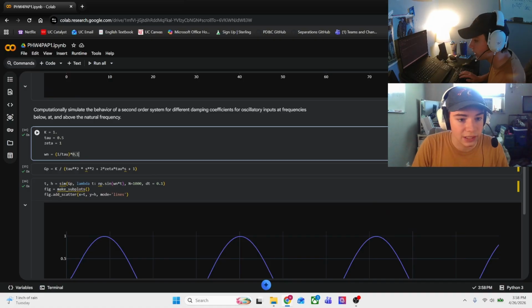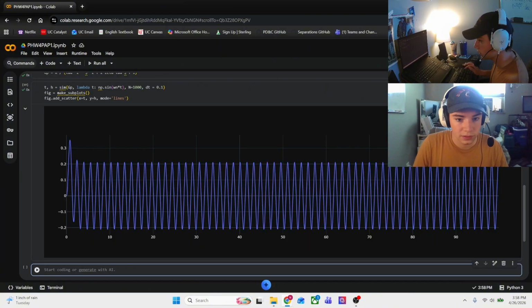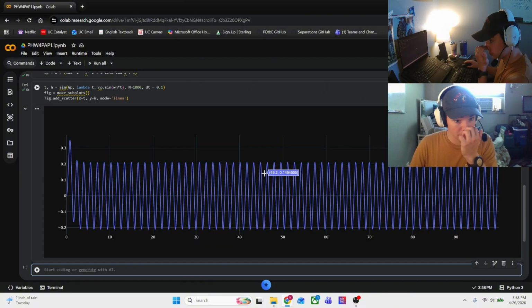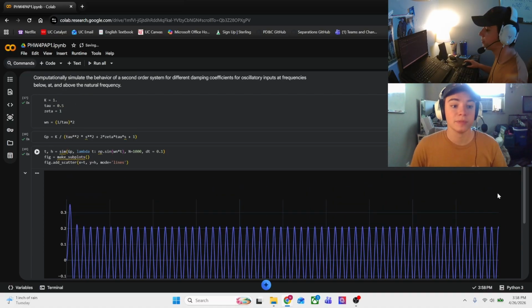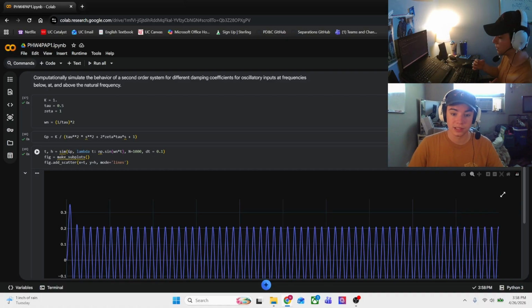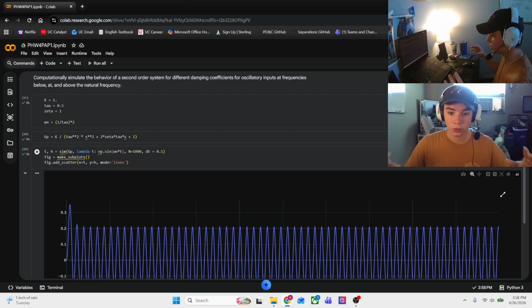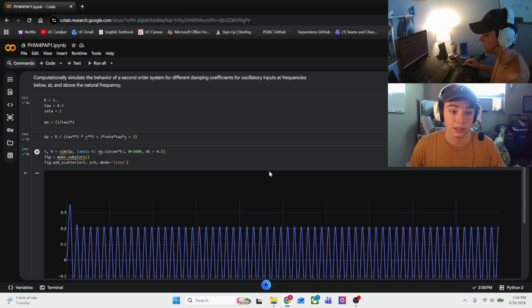And then let's check above the natural frequency. And you see our amplitude decreases and we get much tighter oscillations here, which makes sense because we're altering the frequency. So obviously, the lower the frequency, the wider your oscillations are going to be, and the higher your frequency, the tighter they're going to be.